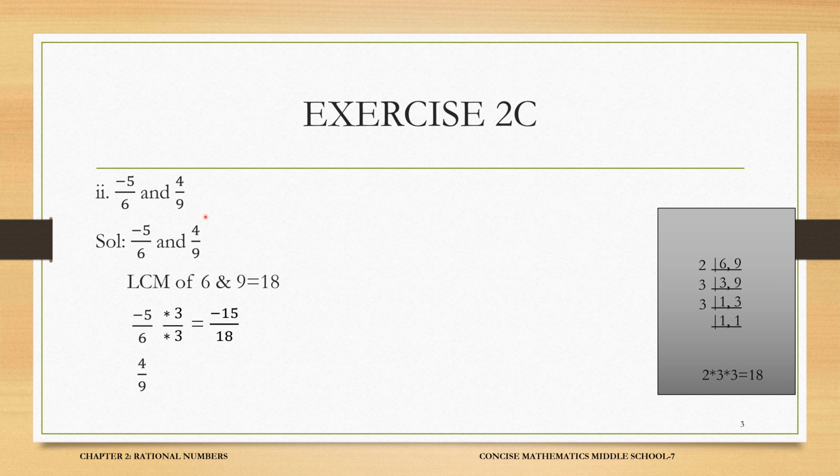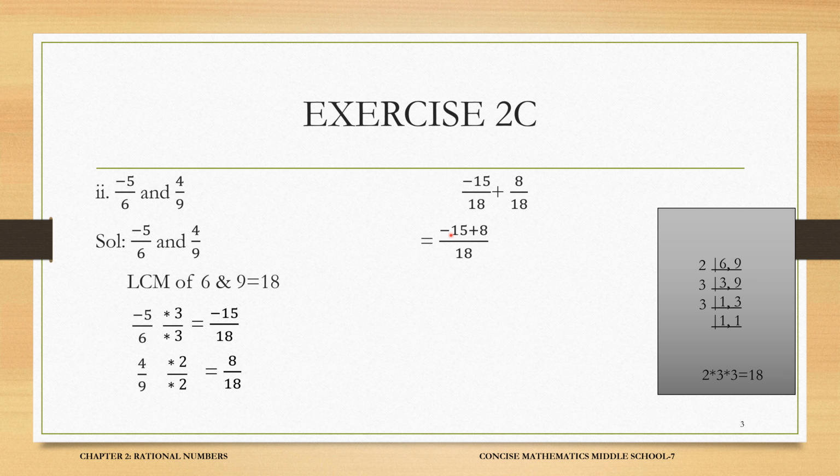Now just take the second rational number, that is 4 by 9, and to make this 9 into 18, 9 should be multiplied with 2. 9 twos are 18, right? 9 twos are 18, 4 twos are 8. So 8 by 18 is the answer. See, the denominators are equal now. Just put a plus sign between them. Because the denominators are equal, you can add them directly. So it becomes minus 15 plus 8.